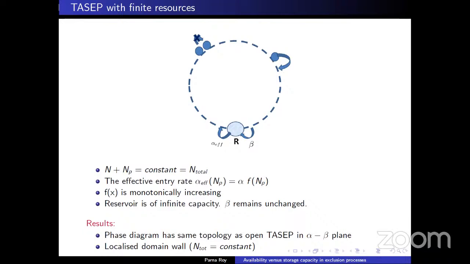Now the phase diagram of this model has exactly the same topology as an open TASEP in the alpha-beta plane. The only difference is that here the domain wall is a localized one, unlike the delocalized domain wall of an open TASEP, because here particle number conservation yields a unique value of the position of the domain wall.